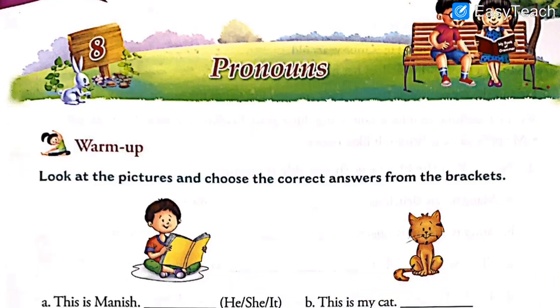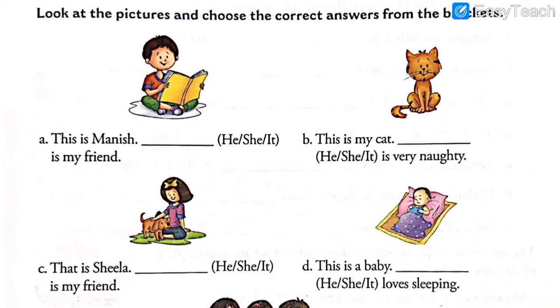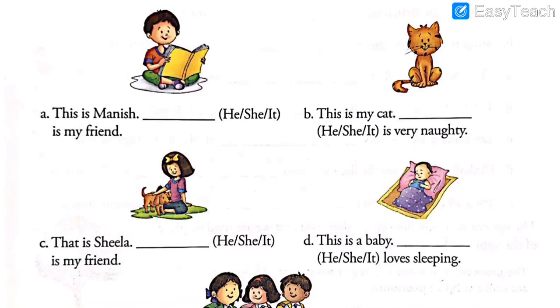So, in yesterday's video, we had discussed these 5 pictures. In this, the boy is sitting over here, Manish. So for boy we write he. Cat is sitting over here. For animal we write it. The girl over here, Sheila. For the girl we write she. For the baby who is sleeping we write it because it is a baby.